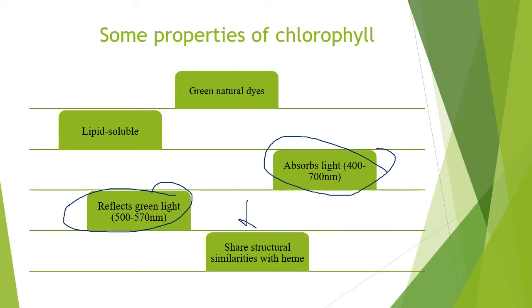Now, the most interesting fact about chlorophyll is that it shares some structural similarities with heme, the molecule from our blood pigment hemoglobin. If you are interested to know more about this similarity or some of the differences between chlorophyll and heme, then comment down below. We can discuss this in another separate video.